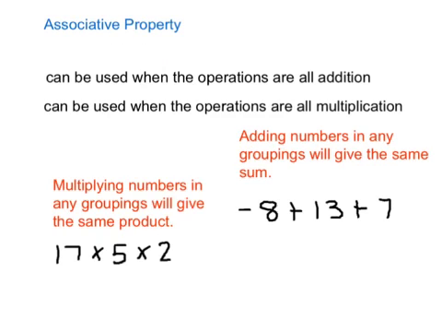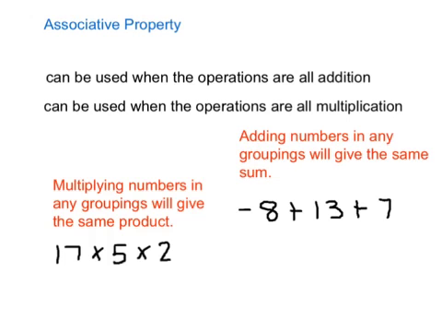The next property is the associative property. And in the associative property, again, we're going to look at when we might want to use them. And it's like the commutative property, would be used if all of the operations in the expression are addition, or if all of the operations in the expression are multiplication. And then again, our definitions would be for addition, if you're adding numbers in any groupings, you'll get the same sum, or multiplying numbers in any groupings will give the same product.